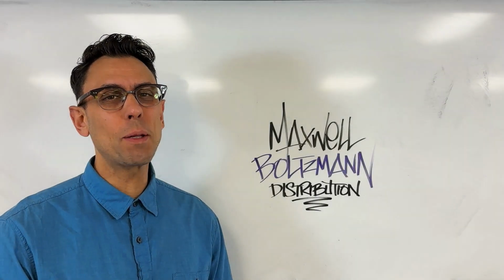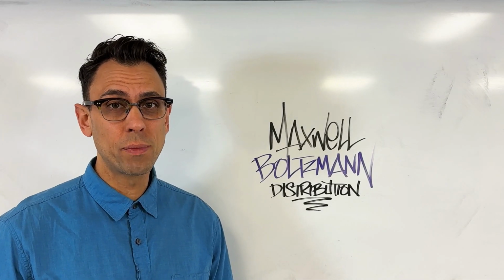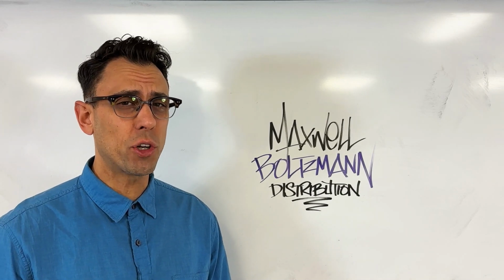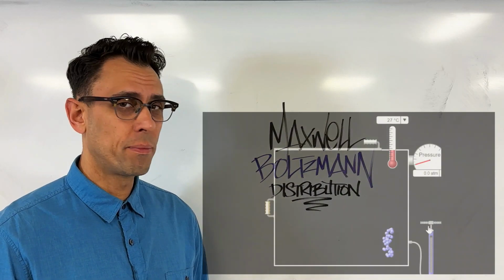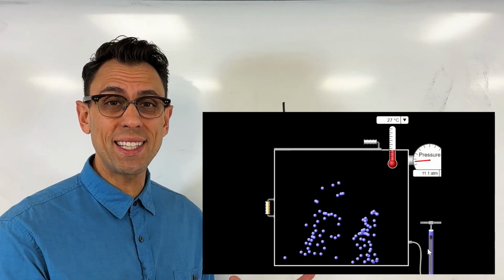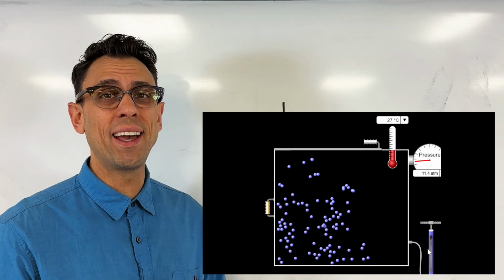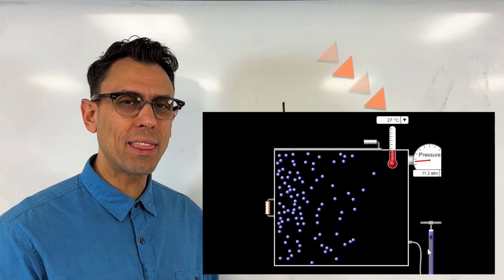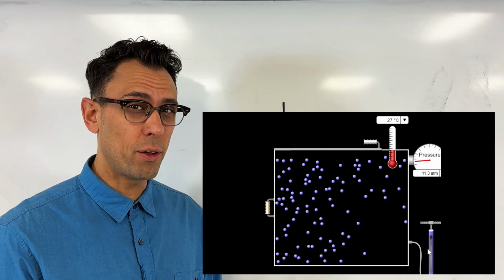So today we're going to be thinking about gas particles. To help us visualize what gas particles might be doing at a given temperature, we're going to use this simulation. Now, if we pay attention, we'll notice that the temperature of these gas particles is holding steady at about 27 degrees Celsius. Now look at the movement of the particles themselves.